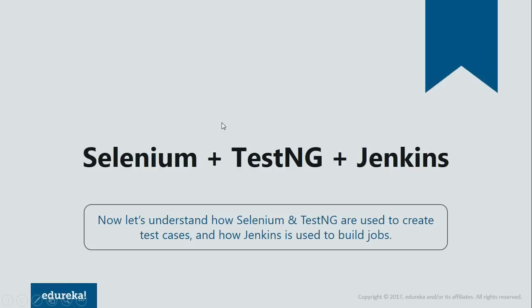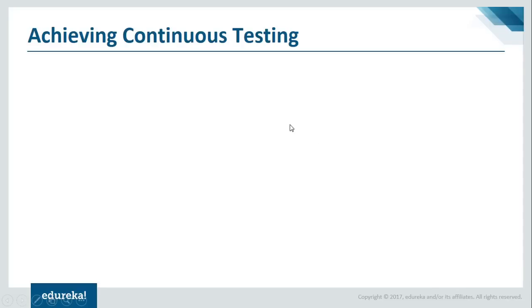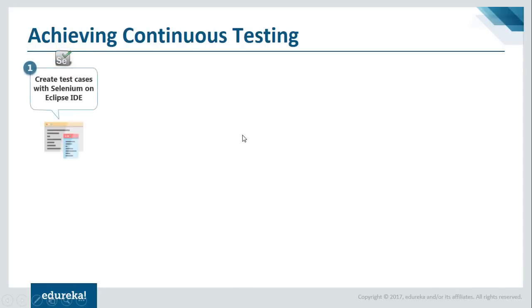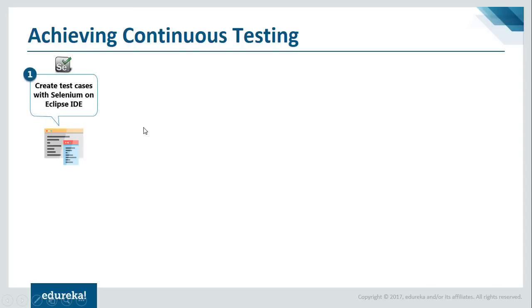Now, moving on, we have now reached the main topic for today. That is how Selenium, TestNG, and Jenkins work in harmony to get continuous testing up and running in your DevOps lifecycle, right? So to achieve continuous testing, we have 5 different steps. And the first step would be to create a test case with Selenium on your IDE.